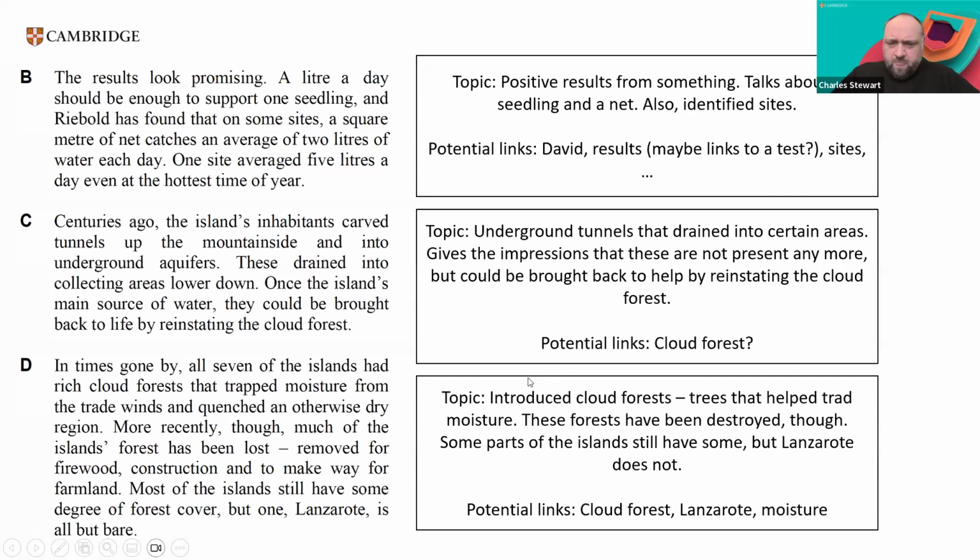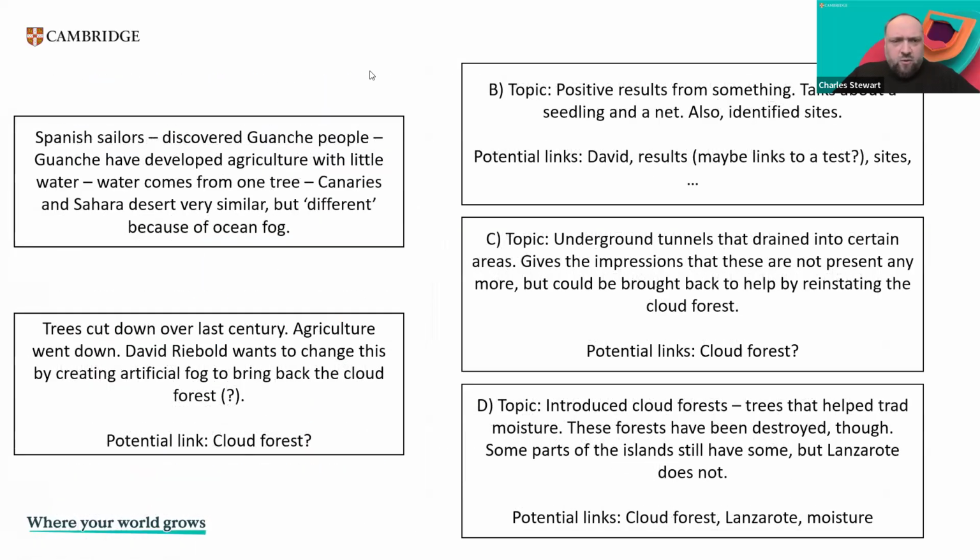And then here, introduce cloud forests, trees that helped trap moisture. Forests have been destroyed, though. Some parts of the island have gone, but Lanzarote does not. Potential links: cloud forest, Lanzarote, moisture. Okay, so now let's bring the two together. So this is the first paragraph, this is the second paragraph. Which one of these three do you think fits between them? B, C, or D?